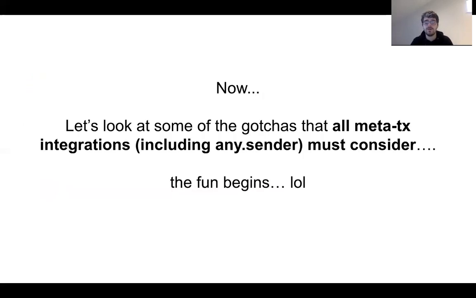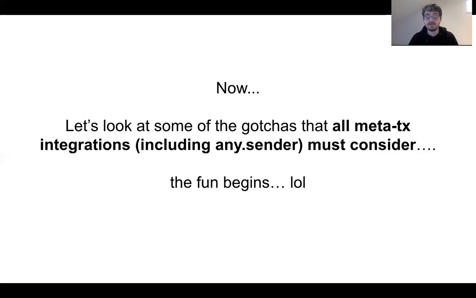So now I've spoken about why Ethereum transactions are painful, why meta transactions are cool, and how any.sender uses meta transactions under the hood, such that anyone building on Ethereum can outsource their entire transaction infrastructure to any.sender. Now let's look into some of the gotchas. So meta transactions are used by several projects, not just any.sender. And this applies for every meta transaction integration, any meta transaction service, not just any.sender.